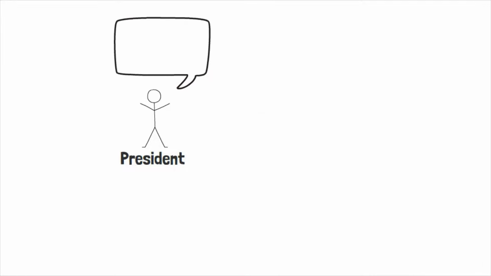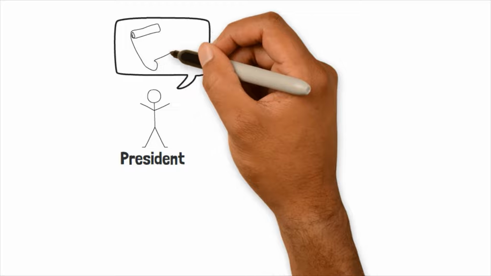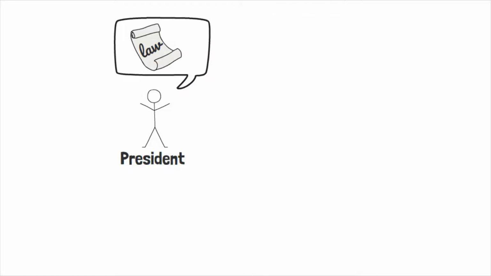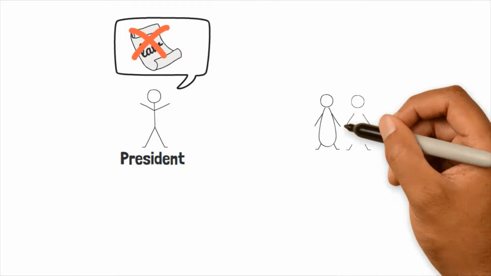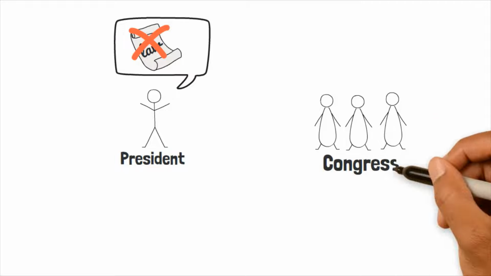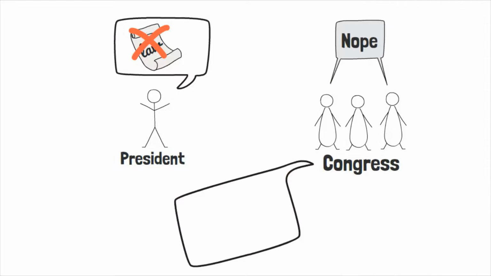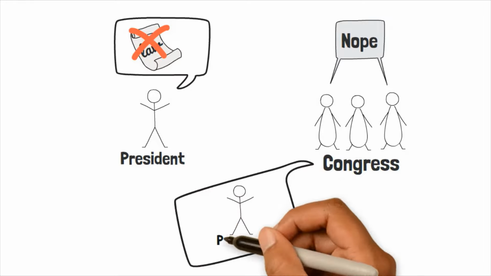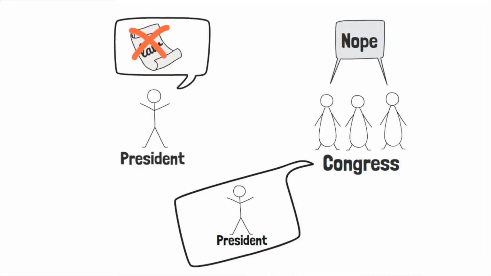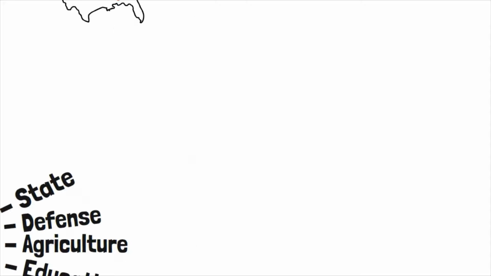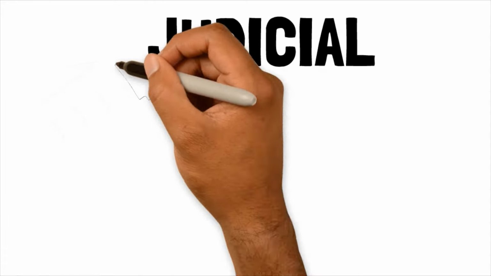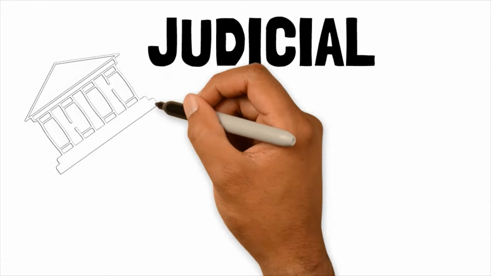This means the President can refuse to sign a piece of legislation, which serves as a check on congressional power. Congress can, however, override a presidential veto with a 2/3 vote in each chamber. The President can also be impeached or removed from office by Congress, which serves as a check on the executive branch. Moving on, the judicial branch is responsible for interpreting laws.